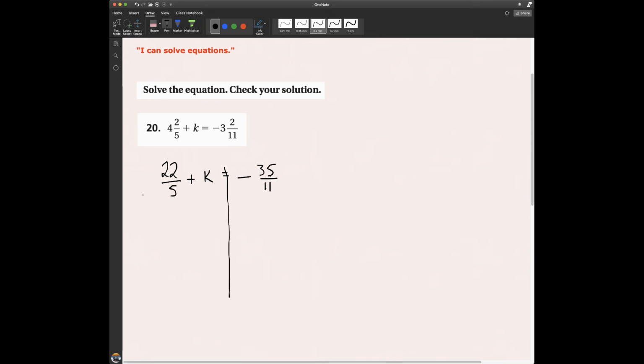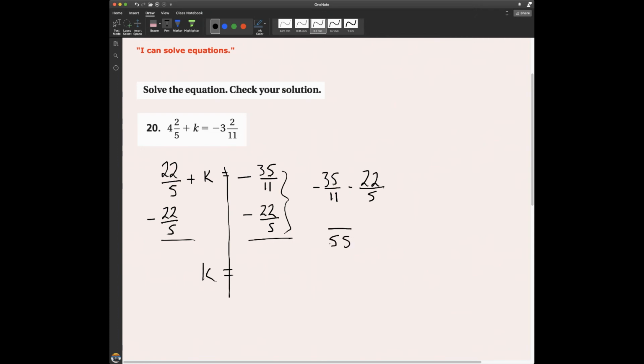Now to get k all by itself, I need to subtract 22 over 5 from both sides, or it won't be equal anymore. So now I have to deal with that wonderful subtraction problem. So I have negative 35 over 11 minus 22 over 5. I have to find a common denominator first, which would be 55. So let me put this over 55.